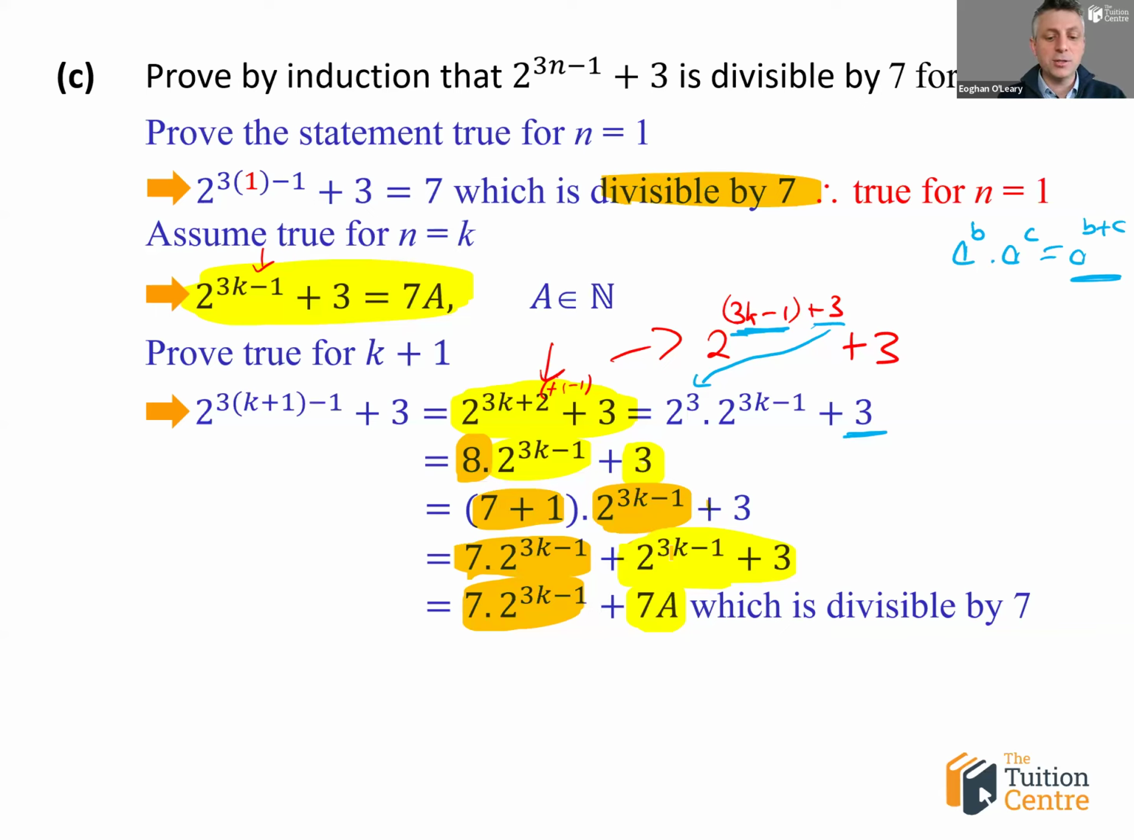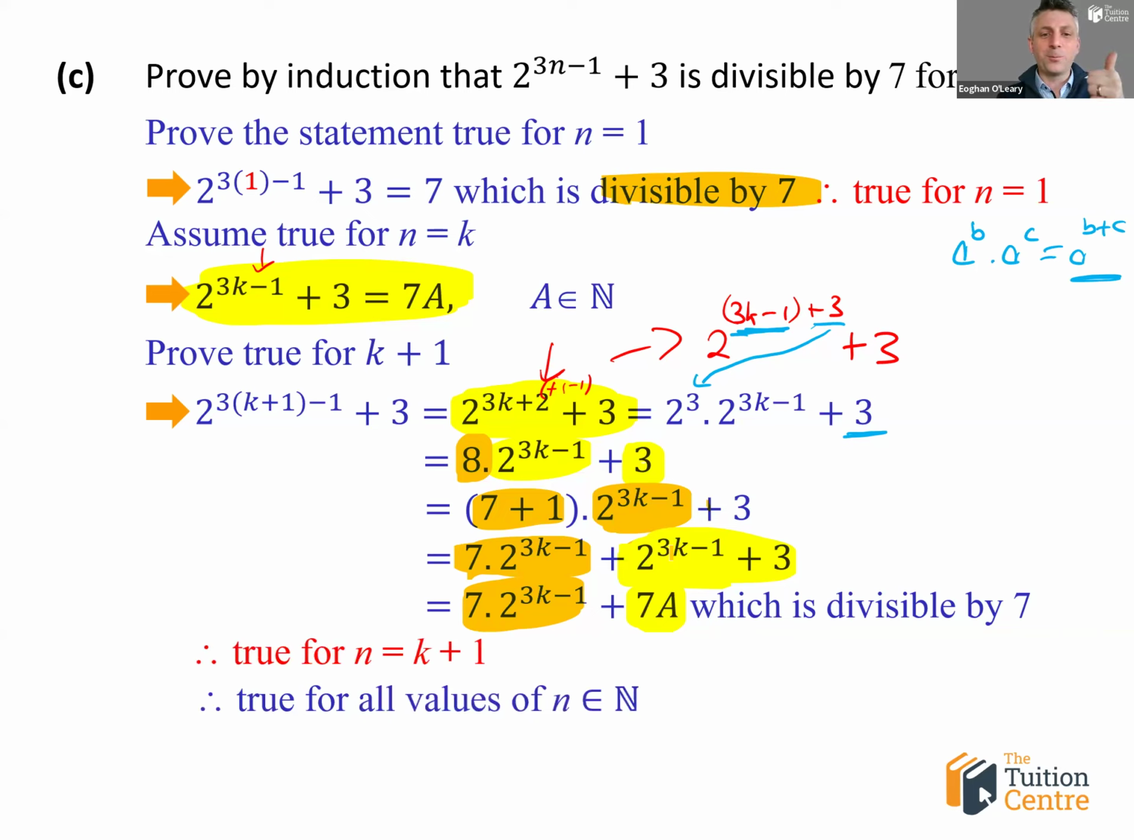I still have my 7 times 2 to the power of 3k minus 1. The bit in orange is divisible by 7. The bit in yellow is divisible by 7. So therefore, the whole thing is divisible by 7. I have proven it's true for n equals 1, the base case. Assuming it's true for n equals k, I've proven it's true for n equals k plus 1. Therefore, by induction, I have proven that 2 to the power of 3n minus 1 plus 3 is divisible by 7 for all n an element of the natural numbers.